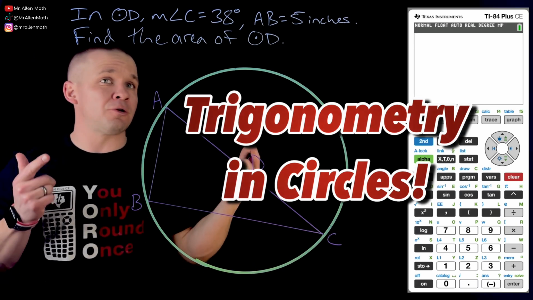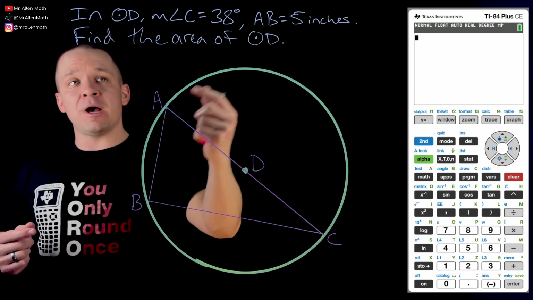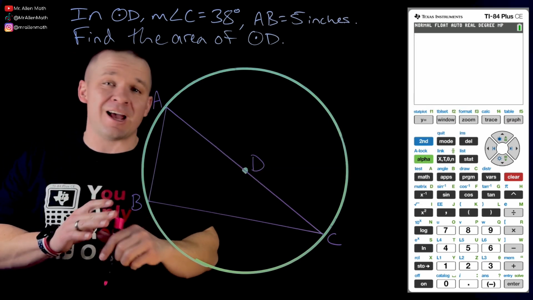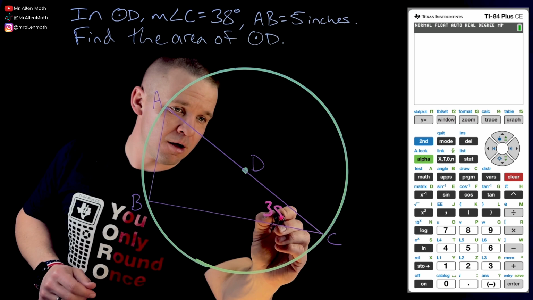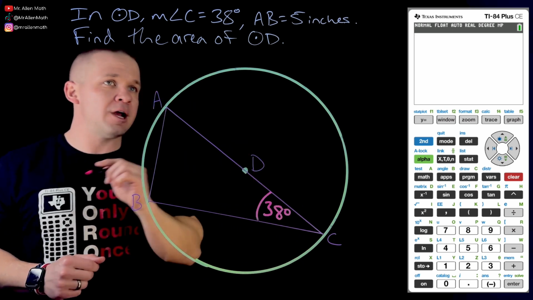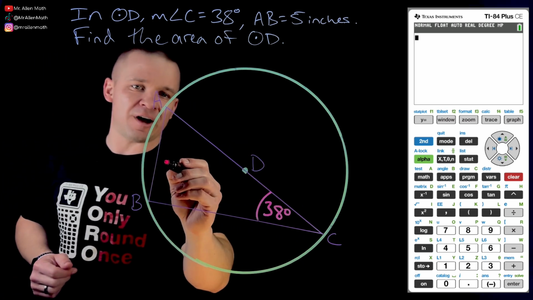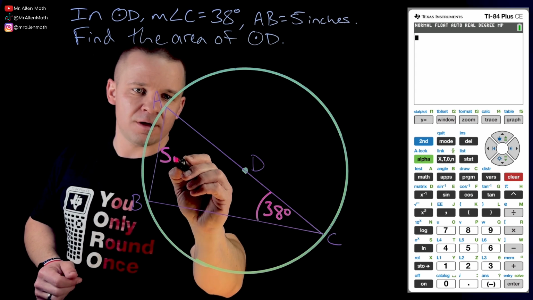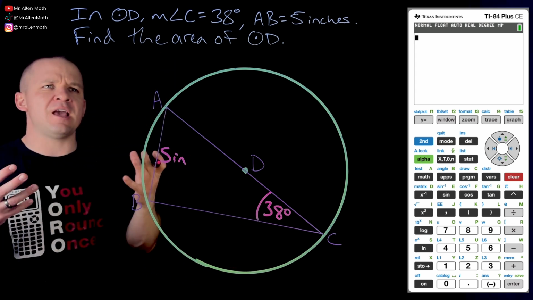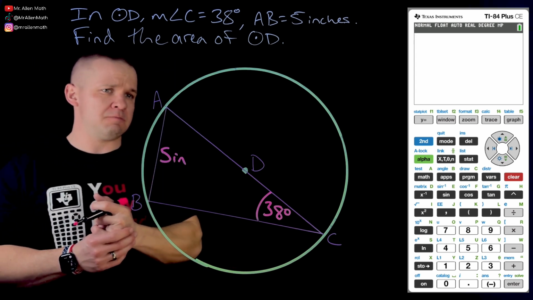We've got circle D, where D is the center. The measure of angle C is 38 degrees. I'll go ahead and mark that right now. Boom, 38 degrees. AB is 5 inches, so this is 5 inches. And we want to find the area of circle D.